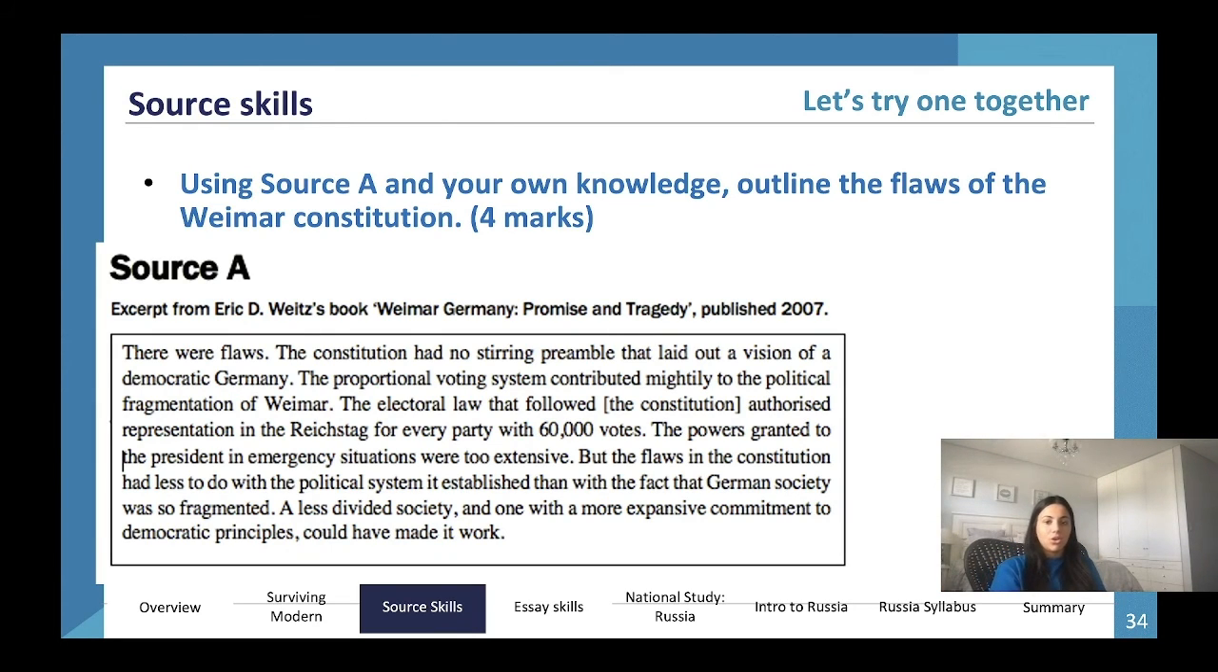Using source A and your own knowledge, outline the flaws of the Weimar Constitution. You best believe I put this in for you guys out of my own struggle to remember the Weimar Constitution. We've got this source, and before I hear anything, it's an extract. So what does that mean? Naturally, it's not the whole truth.